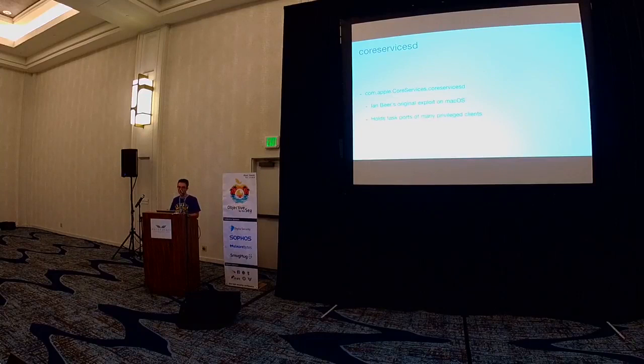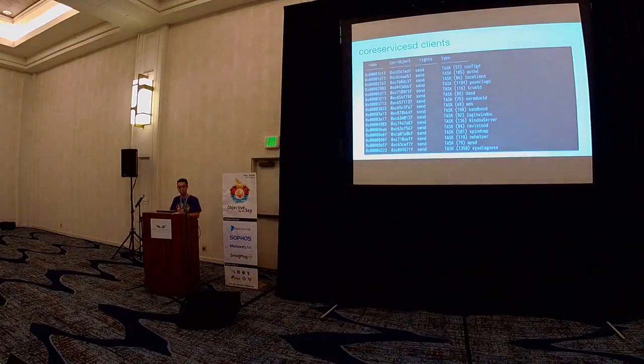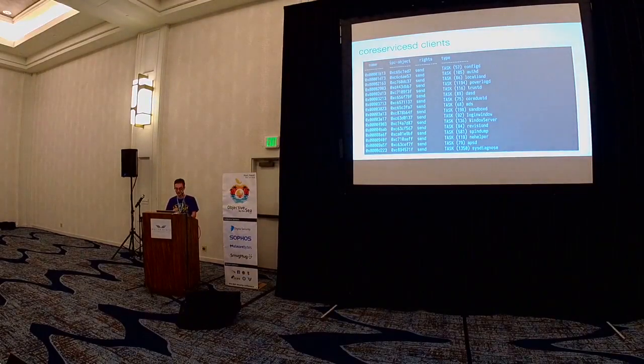So Core Services D, again, holds the task ports of all of its clients. And we can actually see a listing of all the task ports that it holds if you use the lsmp command. So we want to find the client of Core Services D that has the most privileges. And there are actually two of them right here. I don't know if you can actually see it on the screen. But there's spindump and sysdiagnose, which I've highlighted in red. These are actually task_for_pid-allow entitled.